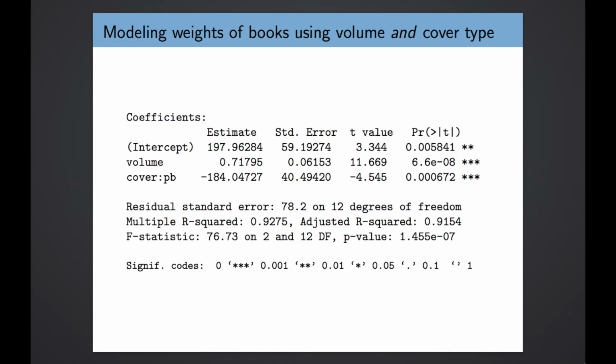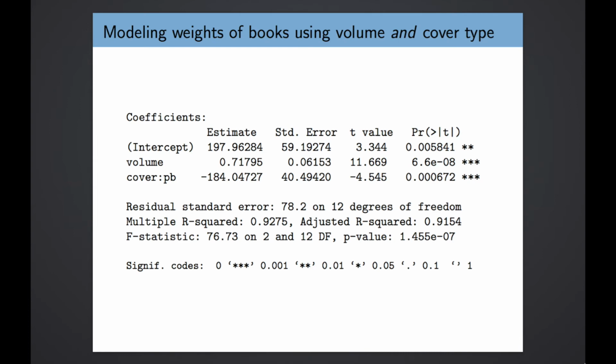If the p-value for the parameter is less than 0.1, there will be a little period next to this p-value. If it's less than 0.05, there will be 1 star. If it's less than 0.01, there will be 2 stars. And if it's less than 0.001, there will be 3 stars.